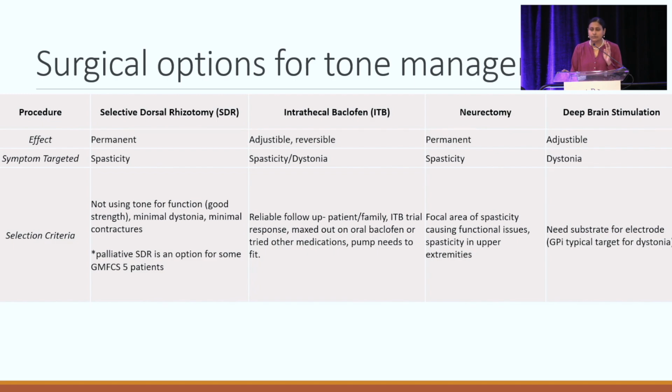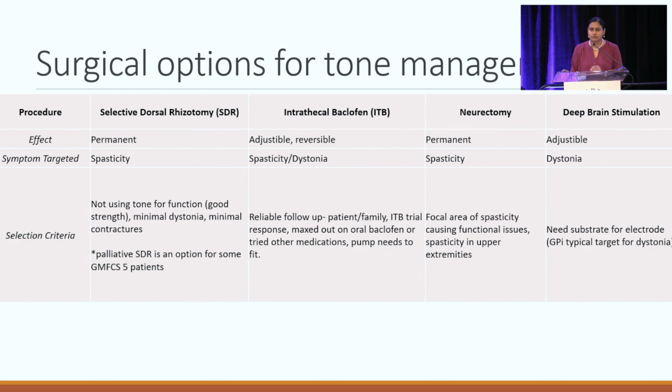So probably the two big things that we consider as surgical options are intrathecal baclofen and deep brain stimulation. But the reason I have these other two up, selective dorsal rhizotomy and neurectomy, is that often when people are talking about tone, they may suggest this, but it may not necessarily be the best option for dystonia. So I want my families to be aware of this.